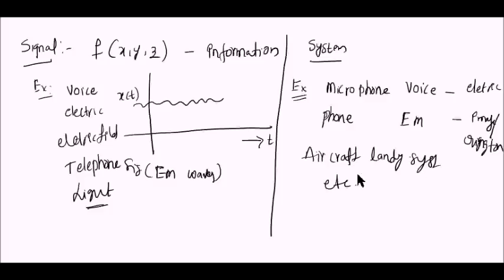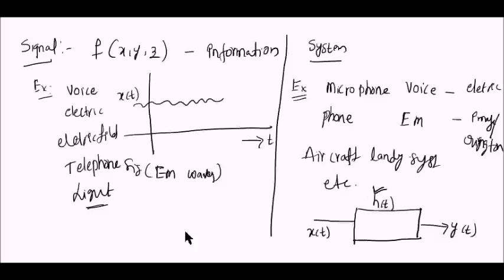Now I'll represent the block diagram of a system. The system takes some input, which is a signal denoted by x of t, and produces some output after certain manipulations, which is y of t. The mathematical model of the system is denoted by h of t. Throughout this course, the system function will be denoted by h, whether in the time domain, frequency domain or any other domain. So now we understand what a system is and what a signal is.